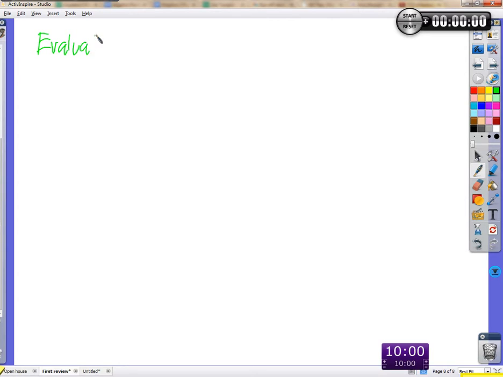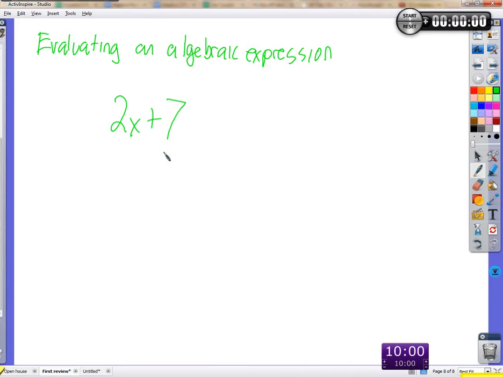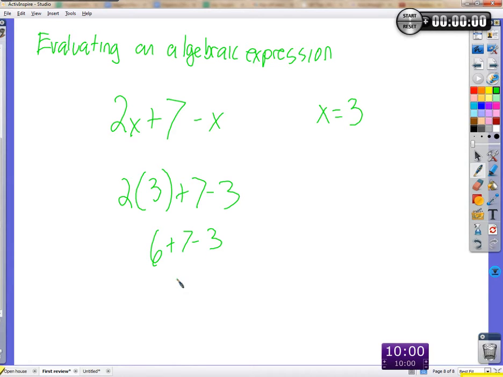Just called evaluating an algebraic expression. So if you have an expression like 2x plus 7 minus x, evaluating it would mean that you have to be given a value. So evaluate it for x equals 3. What does that mean to evaluate that expression for x equals 3? You insert the 3. Put 3 into the x. So 2 times 3 plus 7 minus 3. Yeah, 6 plus 7 minus 3.